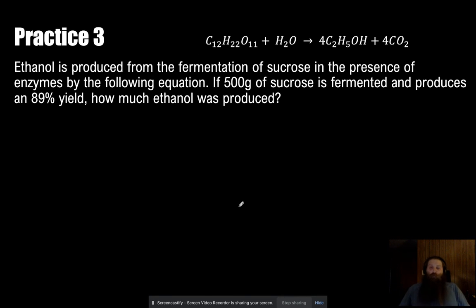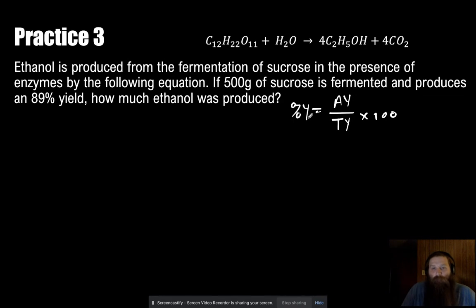All right. The last question, we're going to rearrange this a little bit. So we have the same reaction, but now the word problem is a little bit different. It says if 500 grams of sucrose is fermented and produces an 89% yield, how much ethanol was produced? Okay, so let's look at our percent yield formula. It says percent yield equals AY over TY times 100. So it asks us how much ethanol was produced in the lab if we got an 89% yield.